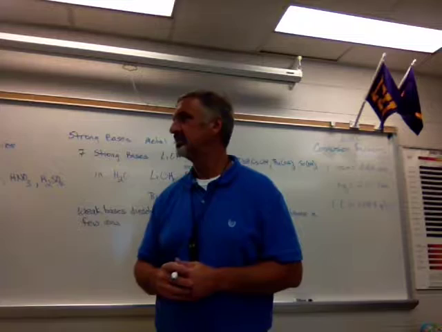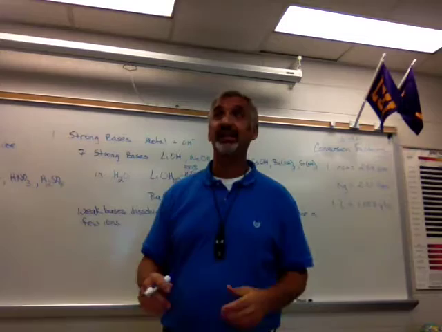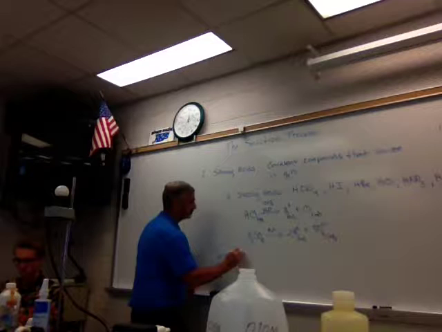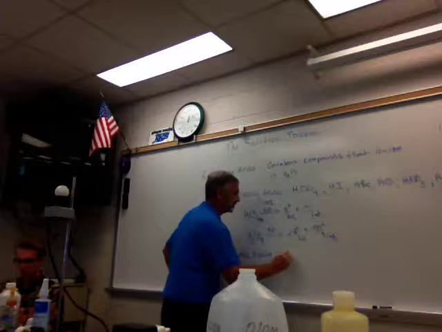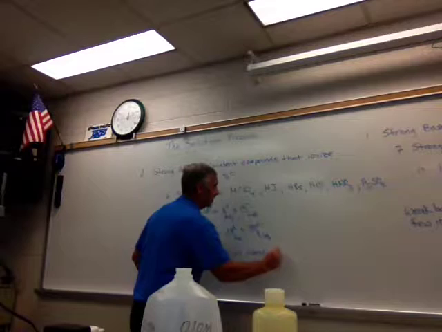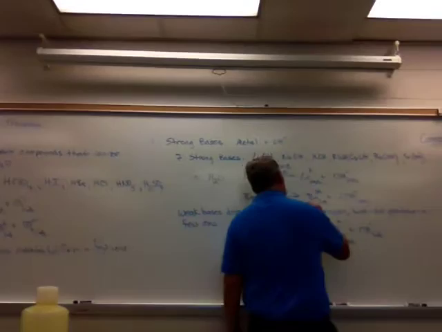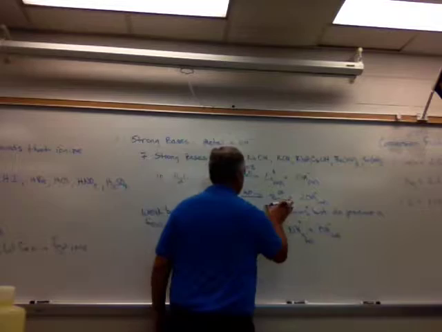Weak acids break up, but about 1% or less. So they'd be called weak electrolytes, but most of them dissolve in the molecular form. So a weak acid dissolves mainly as molecules, but forms a few ions. Just like weak bases. These covalent compound bases are the weak ones.